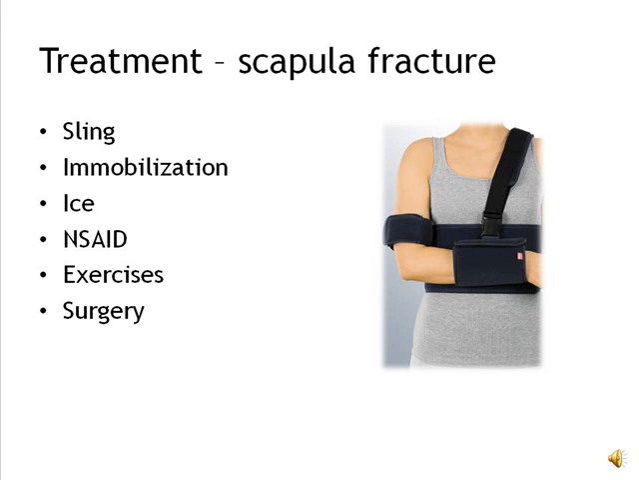Non-surgical treatment with a simple sling works for most fractures of the scapula. An example is the one you see in the picture. The immobilization device holds the shoulder in place while the bone heals. Also, icing and pain medications can be used. The patient should start range of motion exercises within the first week of the injury. Other fractures may need 2 to 4 weeks of immobilization.